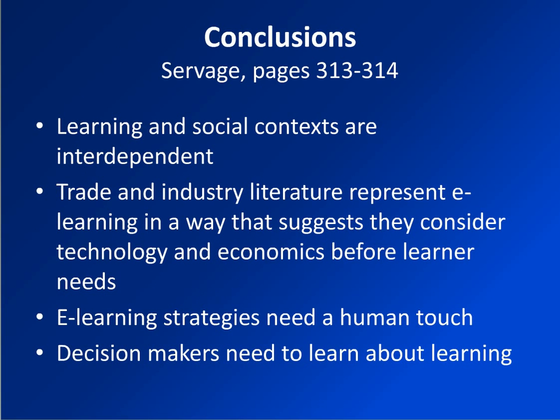Servage concludes that learning and social contexts are interdependent, so technology cannot function in the same way a person can. Also, trade and industry literature can represent e-learning in a way that suggests that economics and technology are more important than learner needs. Overall, e-learning strategies need a human touch, and for that to happen, decision makers need to learn about learning itself before implementing e-learning strategies.